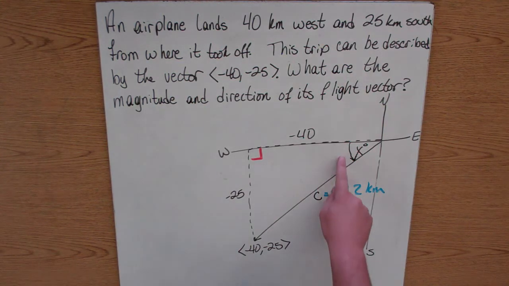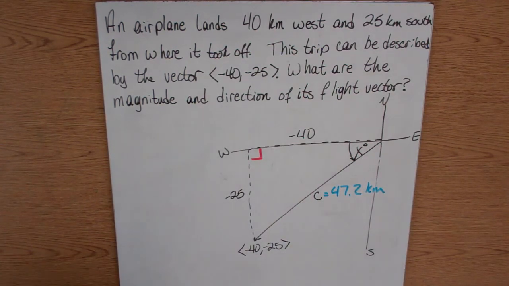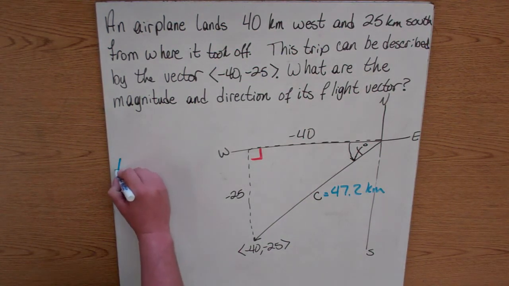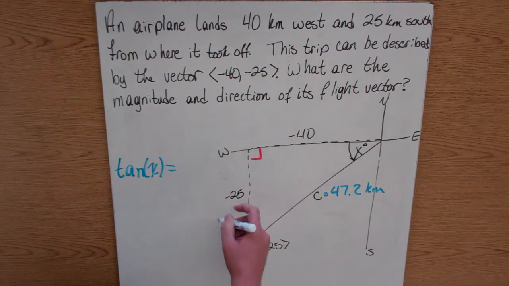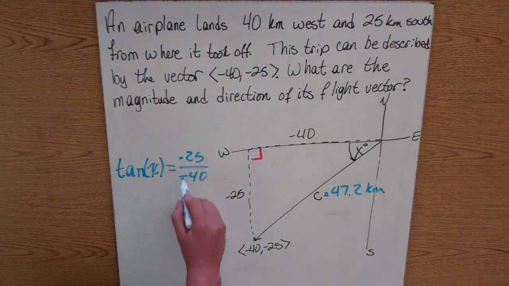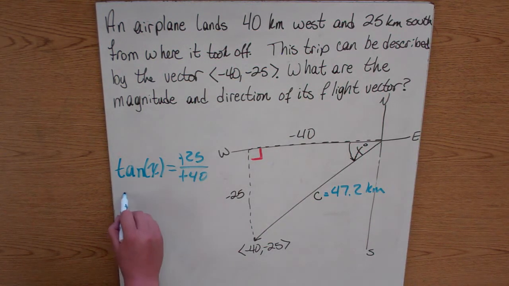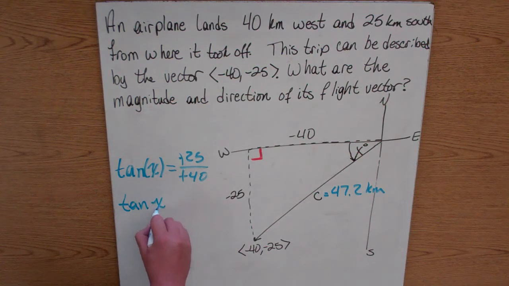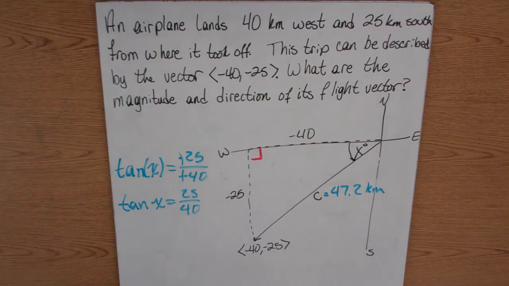So, from x, we have the opposite side and the adjacent side, so we're going to use tangent. So the tangent of angle x is going to equal opposite, which is negative 25, over adjacent, which is negative 40. Negative over negative becomes positive. So the tangent of x equals 25 over 40. I would just leave it like that. I would not try to reduce it. I'd just leave it alone.